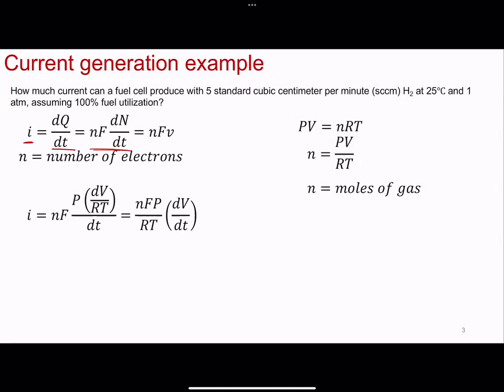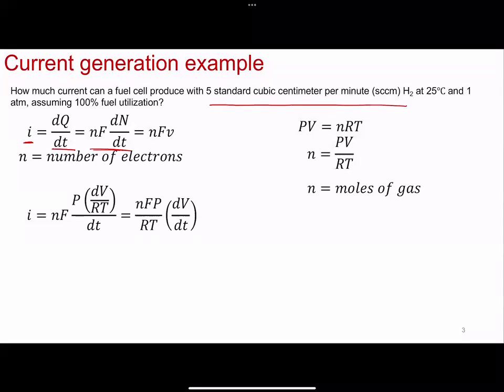But we know what dN/dt is through the ideal gas law. N is the number of moles of gas that's in your system. And we know how to relate what we've been given, which is 5 standard cubic centimeters per minute. So this rate where we have a volume per time at temperature and standard pressure. So here we can calculate what N is, but this N is also this N.